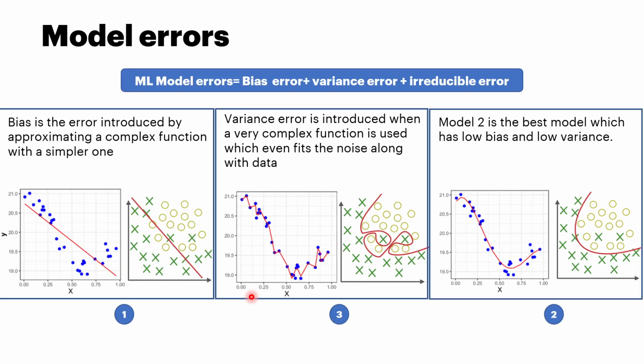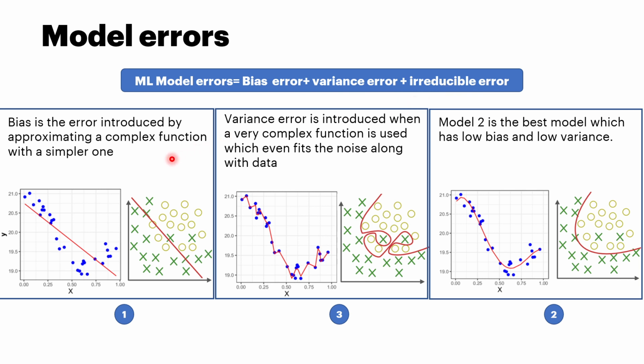To understand this, we need to know the types of errors in an ML model. An ML model has three types of errors: bias error, variance error, and irreducible error. Both bias error and variance error are reducible, whereas irreducible error, as the name suggests, cannot be avoided.